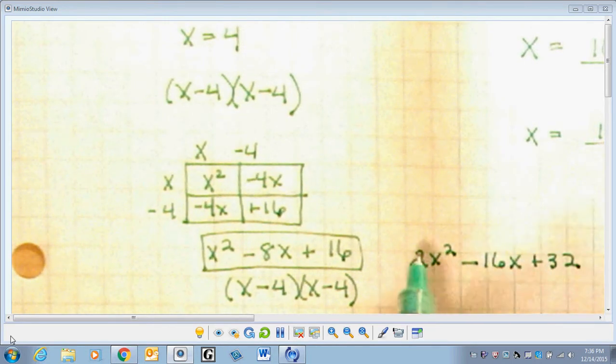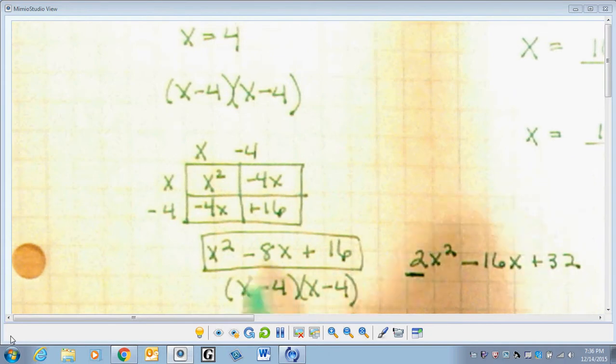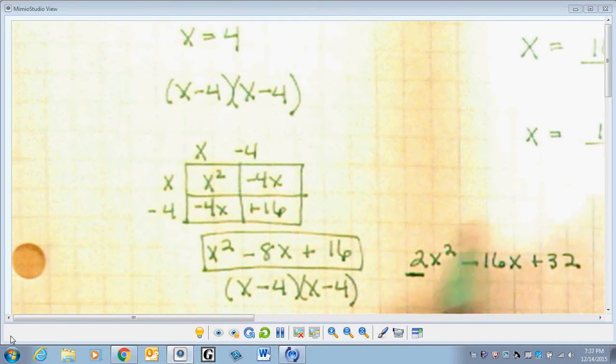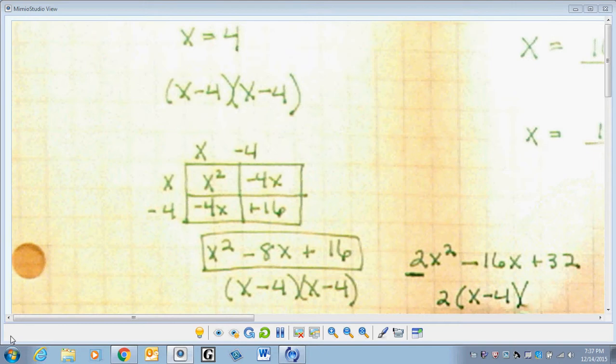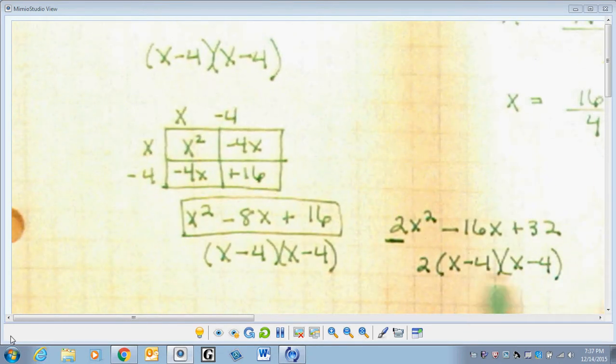So you can see that I have a factor of 2. So this has been increased by 2 because 2 times x squared is 2x squared. 2 times negative 8x is negative 16x. And 2 times 16 is 32. So these, if I were to factor, would be 2 times x minus 4 times x minus 4. I have a double root right here.